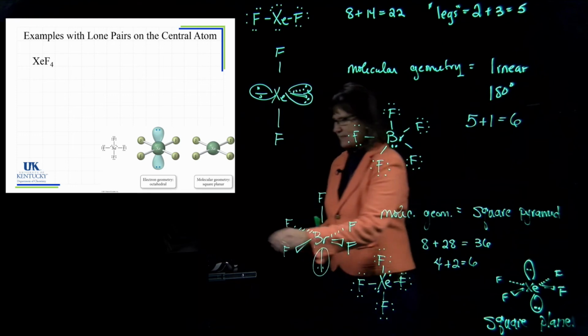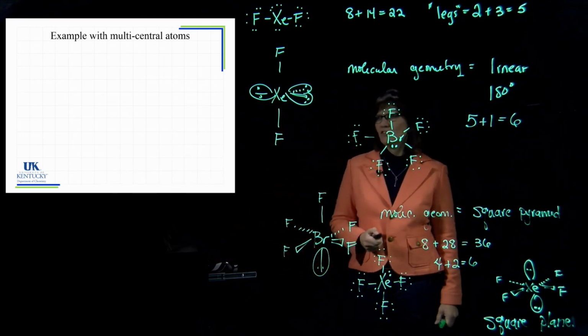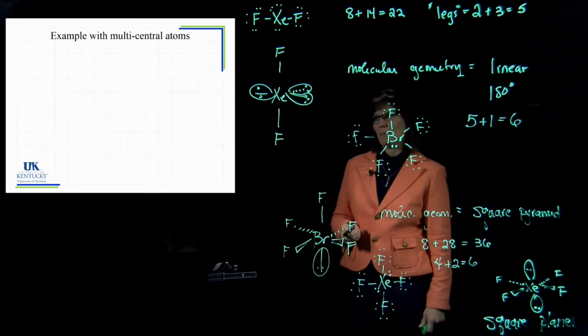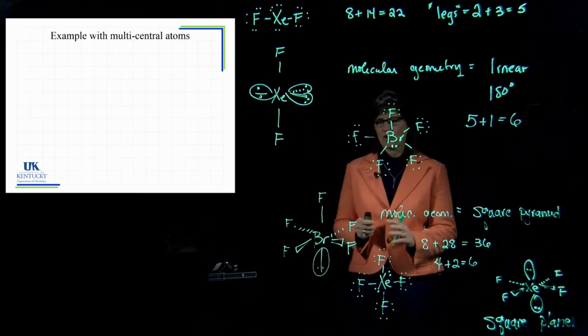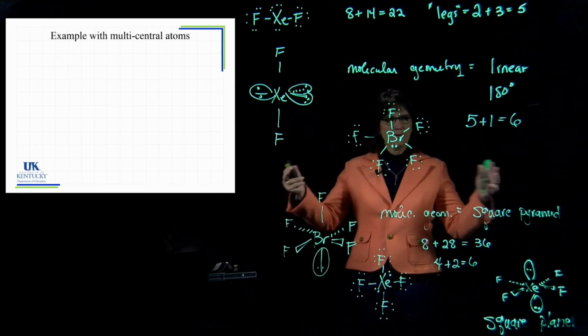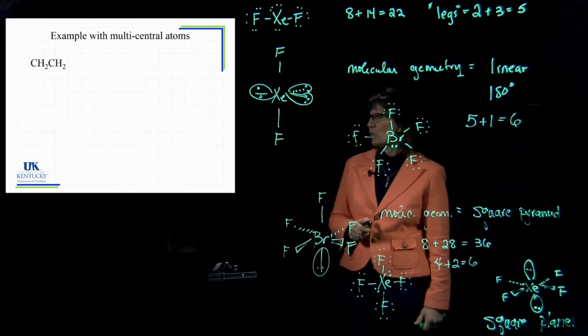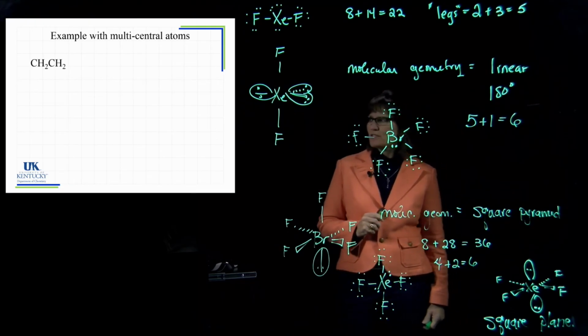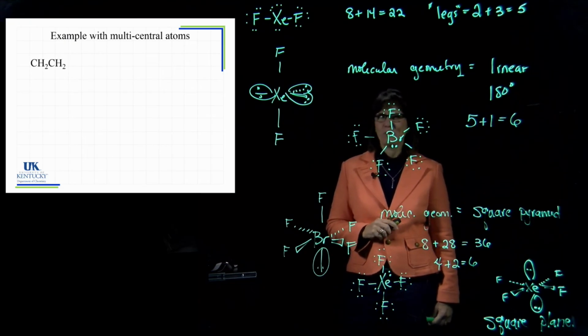Okay, what do we have next? The next thing that we need to do is consider that if there's more than one central atom. Multi-central atoms. You can do a Lewis structure for something that has more than one central atom, and you can do a geometry for more than one central atom. So we're going to do it for CH2CH2, after I get some help erasing my board.